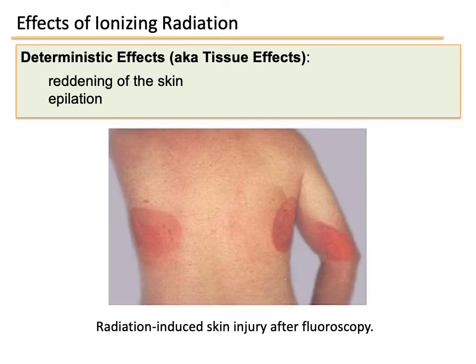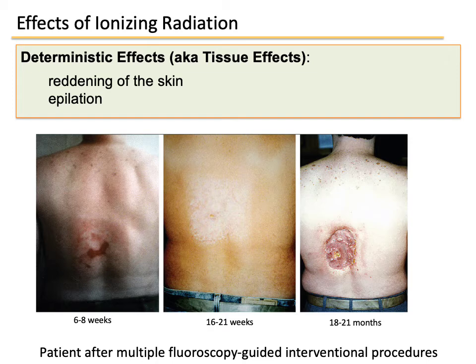This is an example of a skin burn that occurred after the patient underwent a fluoroscopy-guided procedure. These injuries were due to substandard patient positioning, resulting in the patient's arm and sides receiving higher dose than they should have. This is an example of a severe tissue effect. This 40-year-old male patient was exposed to large amounts of radiation as part of multiple fluoroscopy-guided interventional procedures performed in a single day.